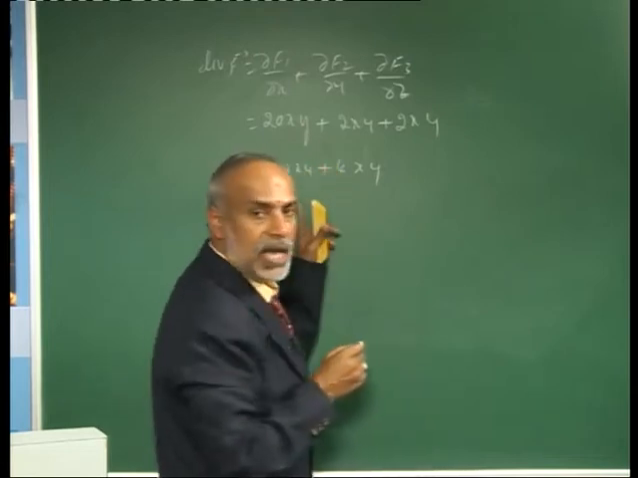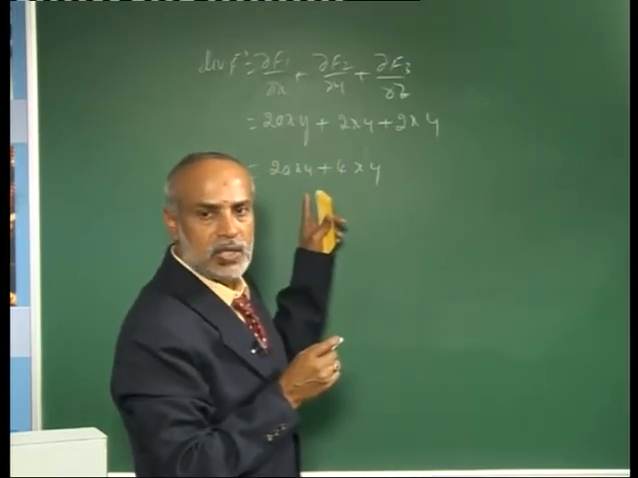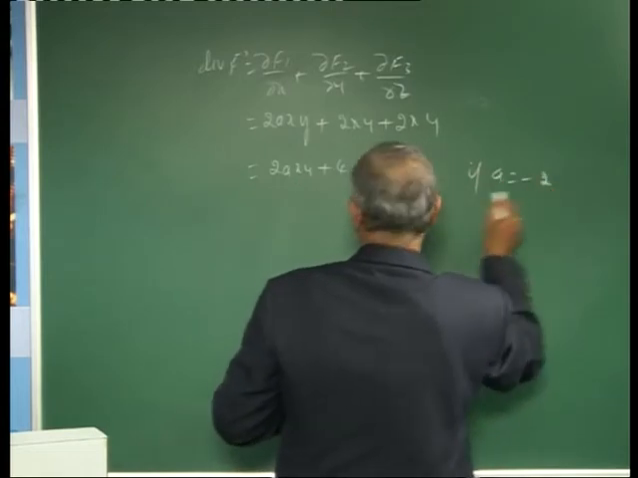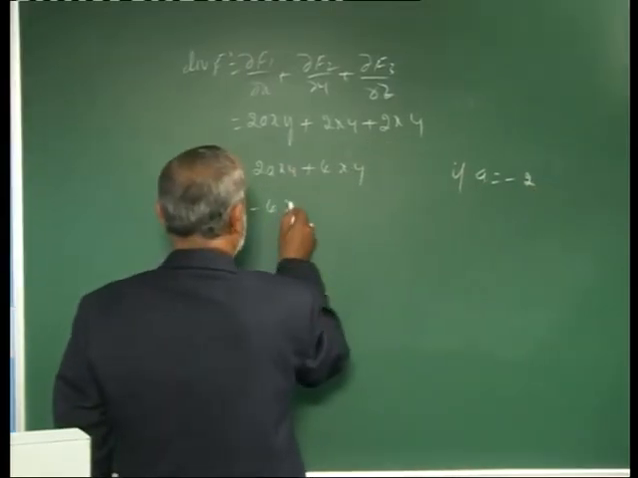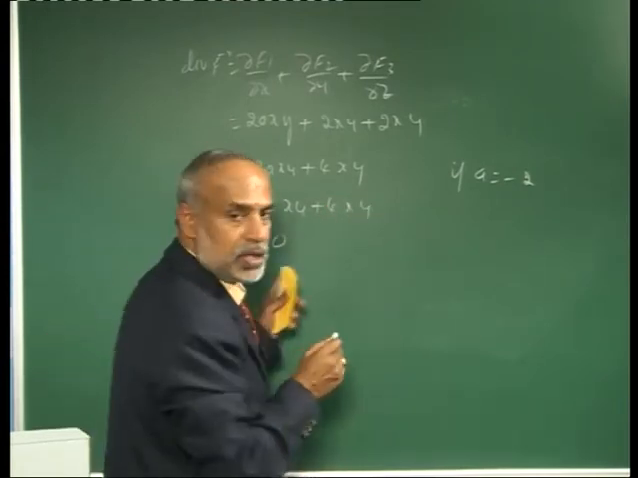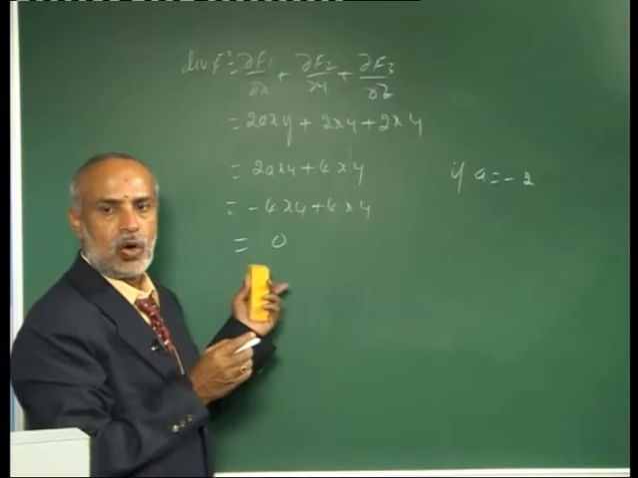Here you can substitute a equal to minus 2, then it is zero divergence. If a equals minus 2, this becomes minus 4 x y plus 4 x y equal to 0. This divergence of f vector is called zero divergence.